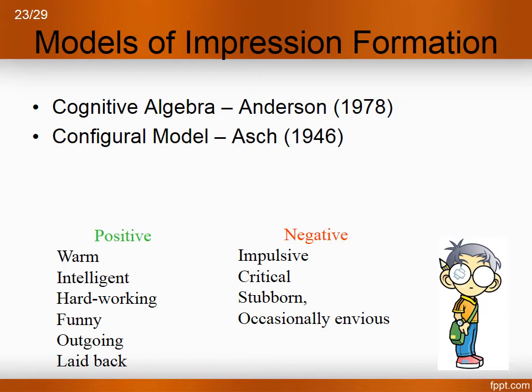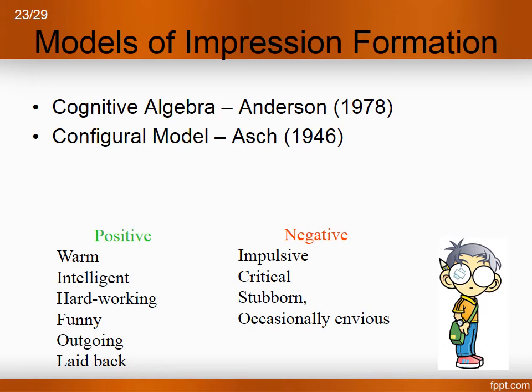An alternative to the cognitive algebra explanation is what's called the configural model by Asch. Asch said that instead of doing it in this rational, almost computer-like way, what we do is skim through everything we know about somebody until we identify something that we think is really important. We focus on this thing. It becomes a central trait for that individual, really defines them. And then once we have this core impression of them, we interpret everything else we know about them in light of this core impression.